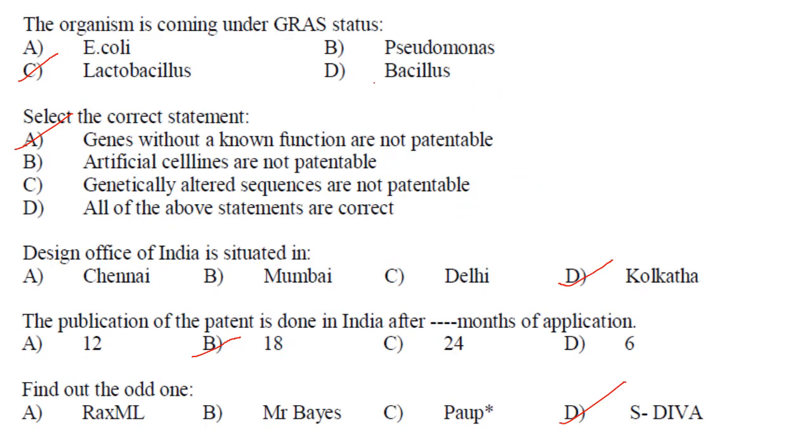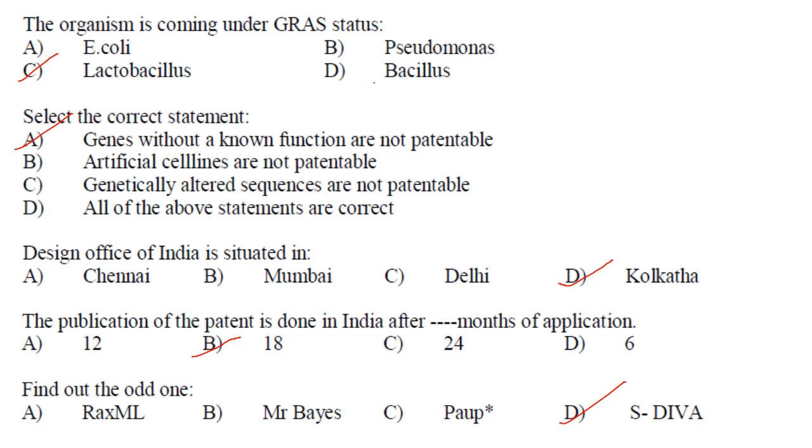Then, the organism under GRAS status. GRAS is Generally Recognized As Safe. So the organism under GRAS status will be Lactobacillus. If you know the full form of GRAS itself, you can come to know that Lactobacillus is the answer. Then select the correct statement. Genes without a known function are not patentable. That is correct. So answer A itself is correct. All the others are not correct. Okay. Design Office of India is situated in Calcutta. Answer is option D.